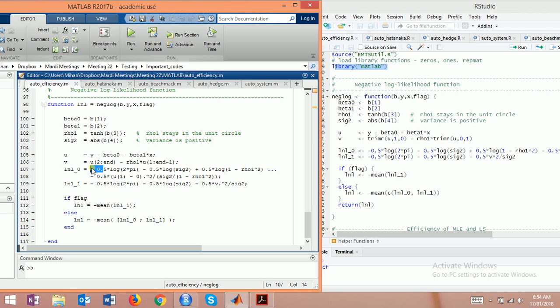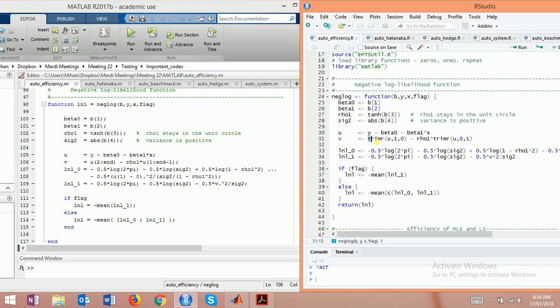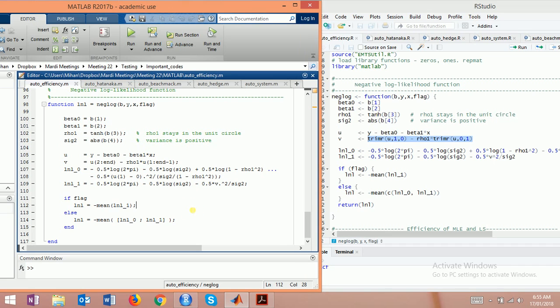V is u from 2 to n minus rho times u from 1 to n minus 1, beautiful. We didn't use trim this time. We can also do this, which is actually the same thing. We used trimmer in R. Now we could have done u minus 1, then length of u minus length, and that would have given you the same thing, instead of the trimmer function we have seen.